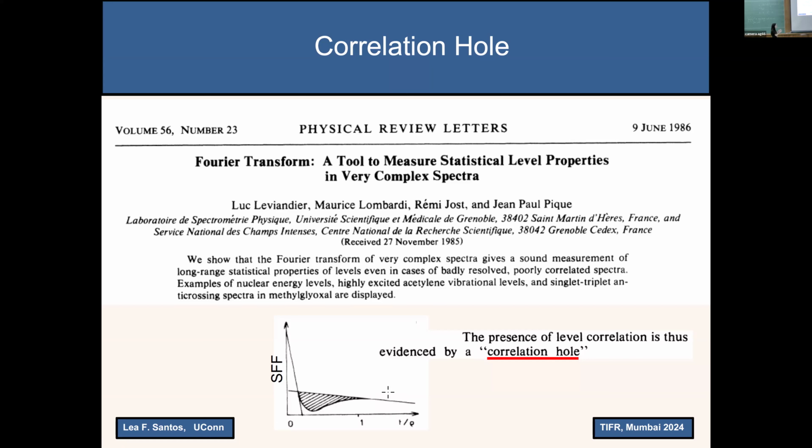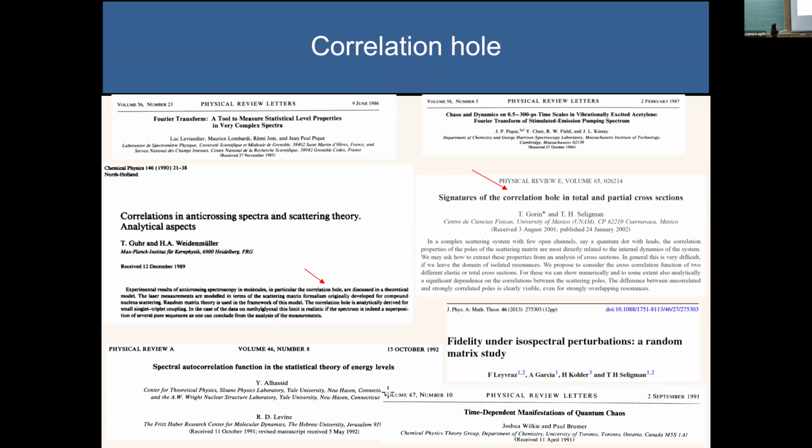So they were analyzing spectra of systems that did not have good line resolution, but with this Fourier transform, they could still detect the correlations. There were many papers back in the 80s and 90s, all using this term correlation hole. That's why I also use it, to give credit to these people. Maybe you could use both terms, ramp or correlation hole, so everybody gets happy.